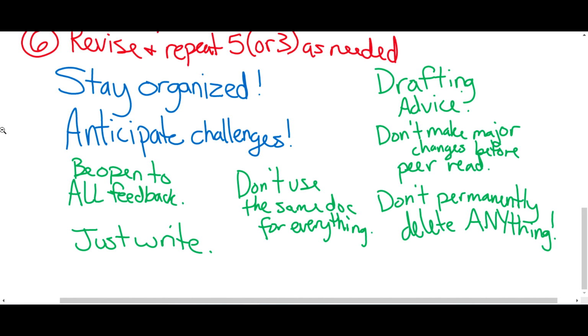There's always going to be that one moment where you're like, oh, I had this really good source in this one paper and now I can't remember what it is. Don't delete.